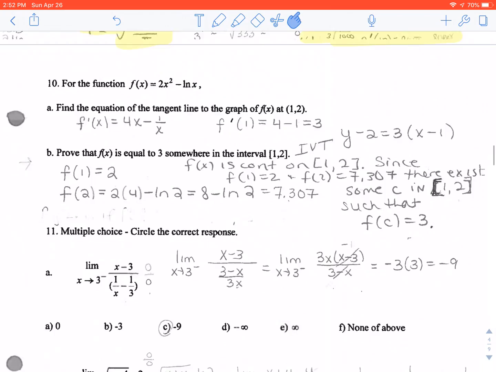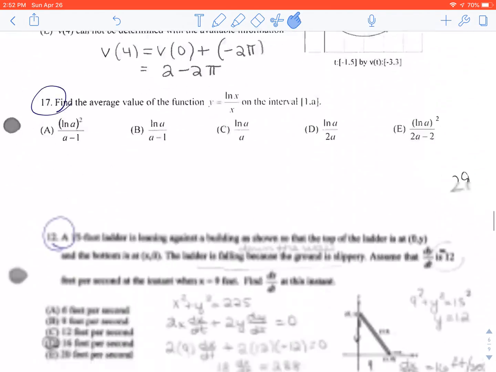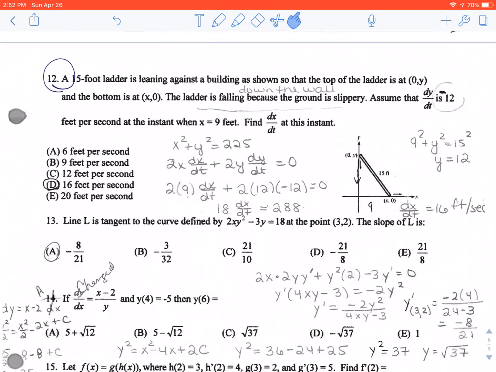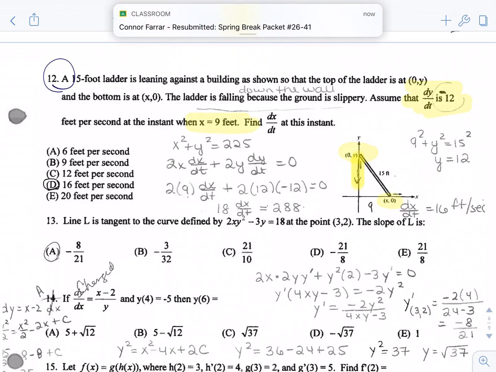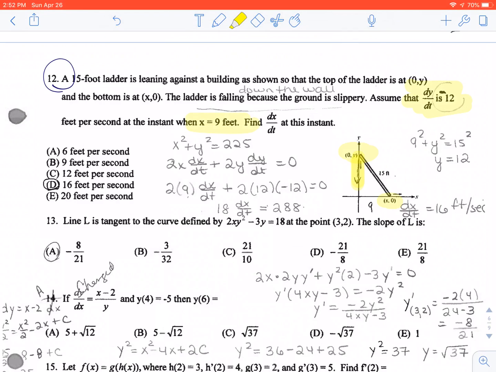Okay, the next one that was asked was number 12. So this one is a 15-foot ladder leaning against a building, and they give us this ordered pair 0, y. The bottom is at x, 0. The ladder is falling down, so that rate is going to be negative since it's decreasing. So dy/dt is going to be negative 12 feet per second at the instant when x is 9. We want to find dx/dt at that instant.